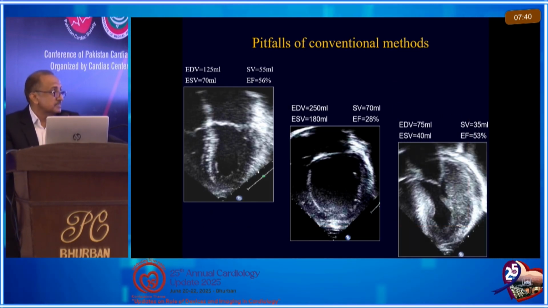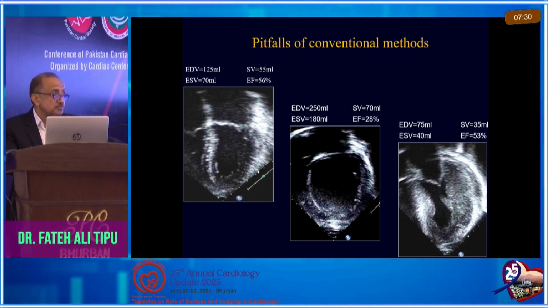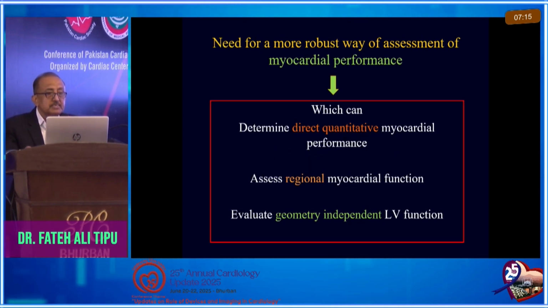If you look at the first image, the EDV is 125, ESV is 70, EF is 56, and stroke volume is 55. So this looks okay. But in the next image, the LV is dilated, volumes are increased, EF is low, but stroke volume is good. Stroke volume is still 70. And in the third image, the LV size is small, EF is normal, but the stroke volume is reduced. So these are the pitfalls of conventional methods.